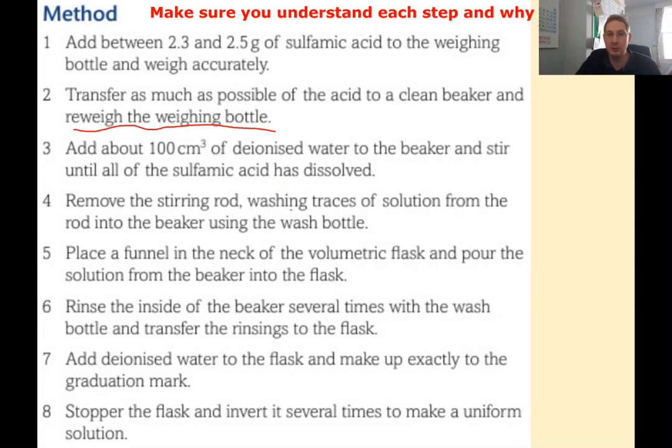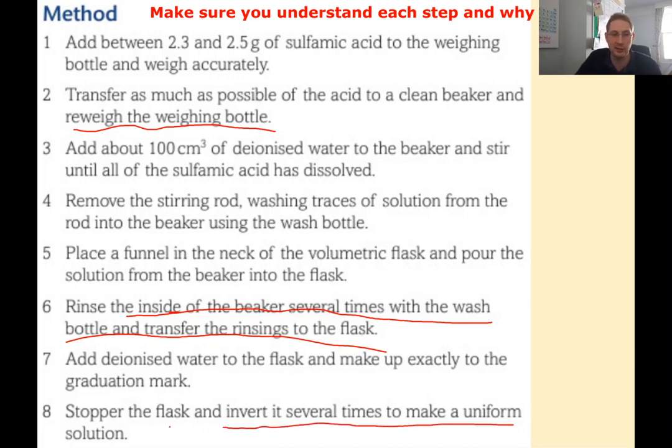And remove the stirring rod, washing traces of solution from the rod into the beaker using the wash bottle. So the idea of adding the washings there. Using a funnel in the neck of the volumetric flask, pour the solution in, rinse the inside of the beaker several times with the wash bottle and transfer the rinsings into the flask. Make sure you do that. Make up exactly to the graduation mark. Stopper the flask and invert several times to make a uniform solution.